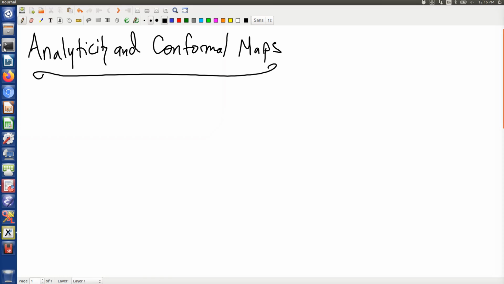This video tells you the relationship between a complex analytic function and a conformal map. If you haven't watched the conformal mappings video that I recorded, go do that now, because otherwise this video won't make much sense. But here's the takeaway. This is the key theorem.